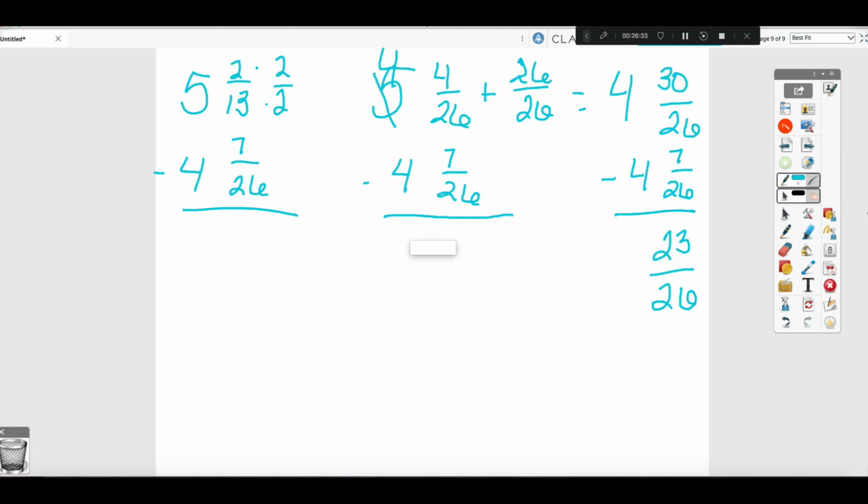So when you're borrowing, always use the bottom number to get the whole. That's easier because when I had to do that in this one, I was like, I don't know. Yes, you always just use the bottom number of your fraction to get that whole one.